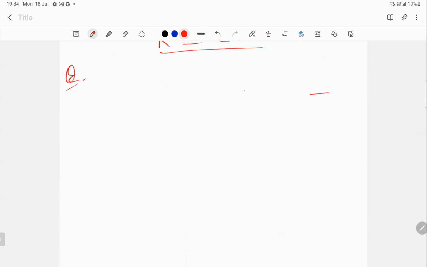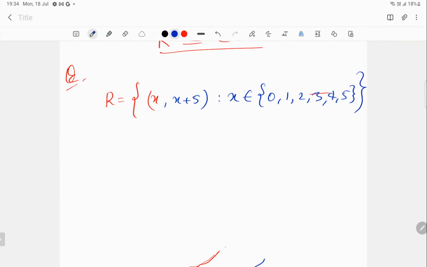Okay, determine the domain and range of the relation R defined by R equals (x, y) such that x belongs to {0, 1, 2, 3, 4}. Okay, good question. See, this is the relation defined. You have to find the domain and range. Find domain and range.